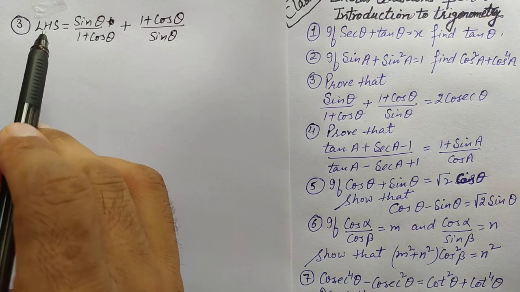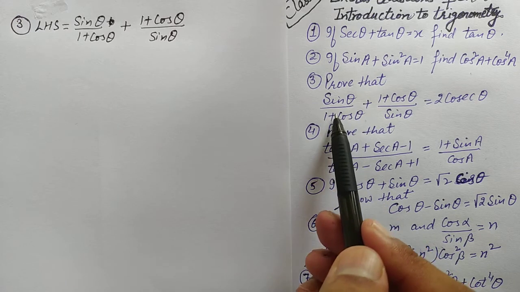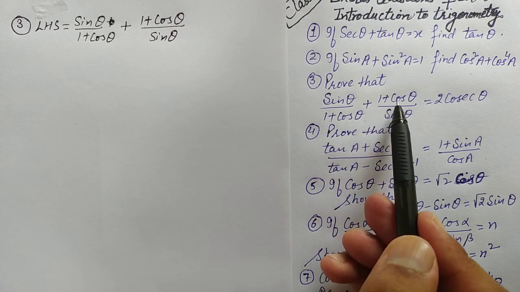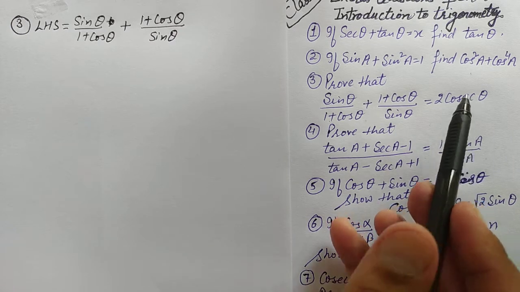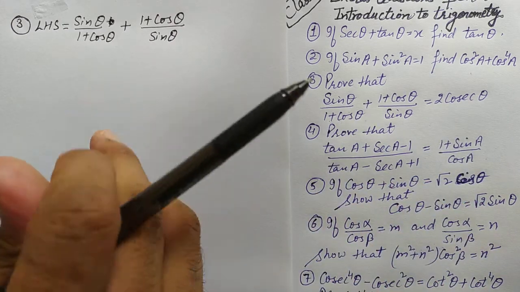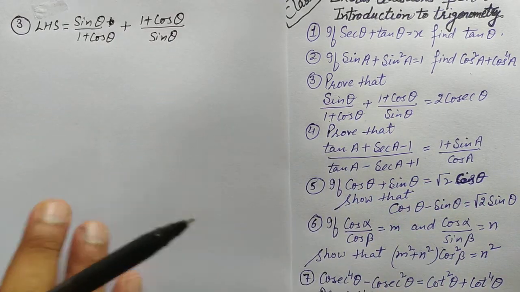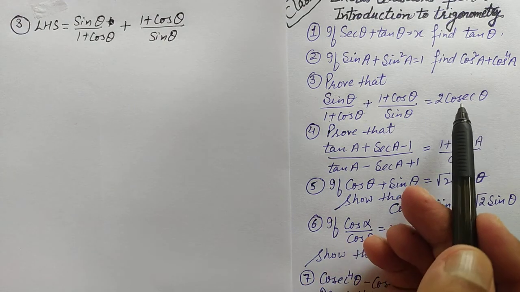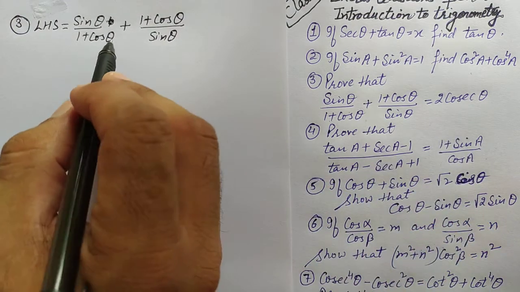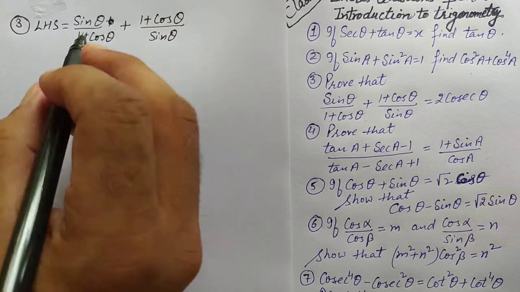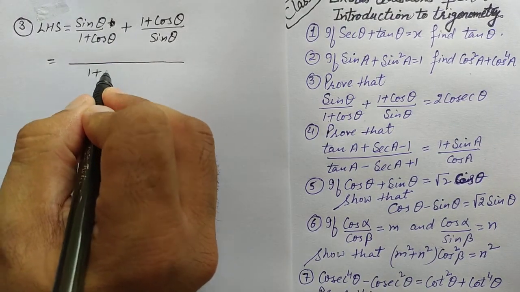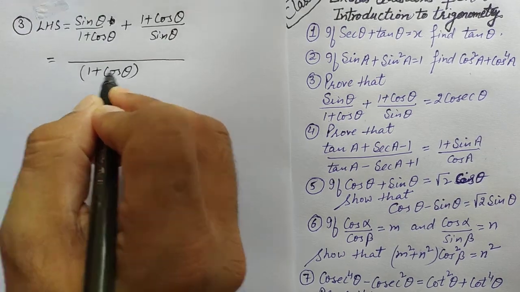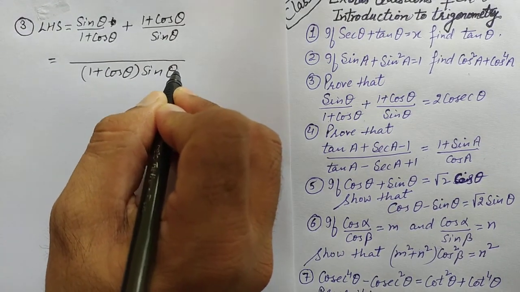The third question is: sine theta over 1 plus cos theta plus 1 plus cos theta over sine theta is equal to 2 cosecant theta. We have to prove this. So let's start from the left-hand side. We will keep solving the left-hand side and we get the right-hand side after that. Now we can take the LCM of these, and their LCM will be their product only. So (1 plus cos theta) into sin theta is the LCM.